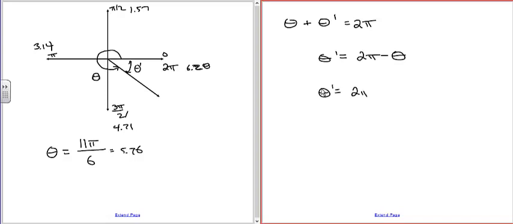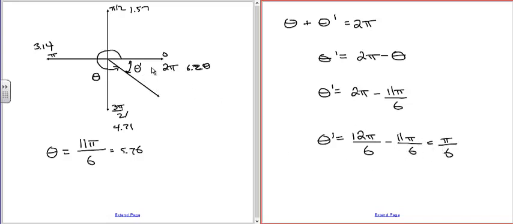It's 2 pi minus 11 pi over 6. And then you need to convert this into sixths. So 2 times 6 is 12, so you get 12 pi over 6, same as 2 pi, minus 11 pi over 6, which is 1 pi over 6, which is just pi over 6. So this theta prime is pi over 6.